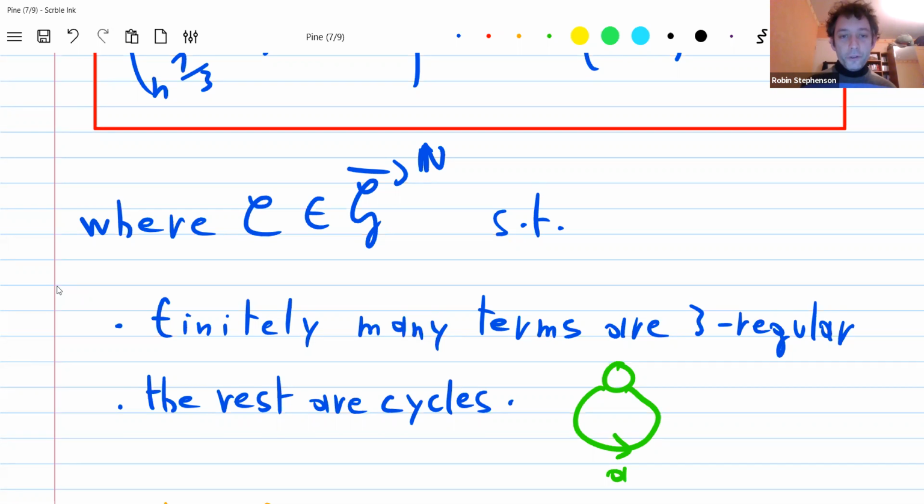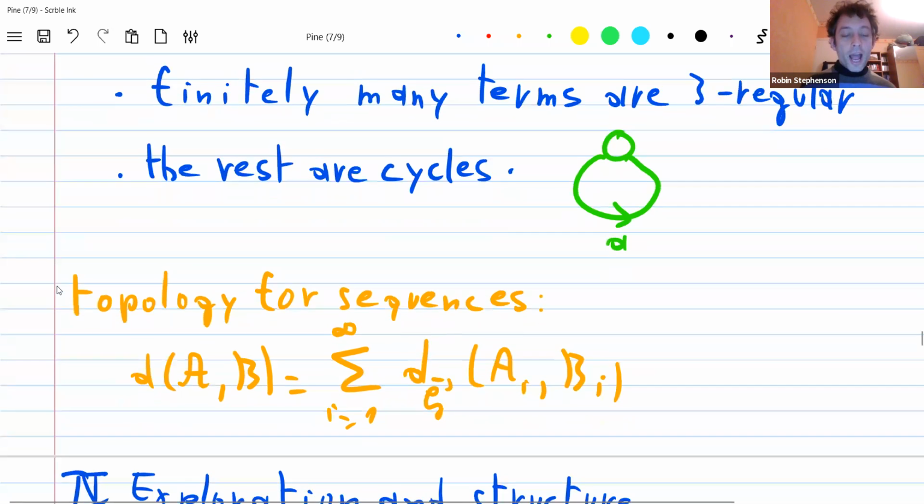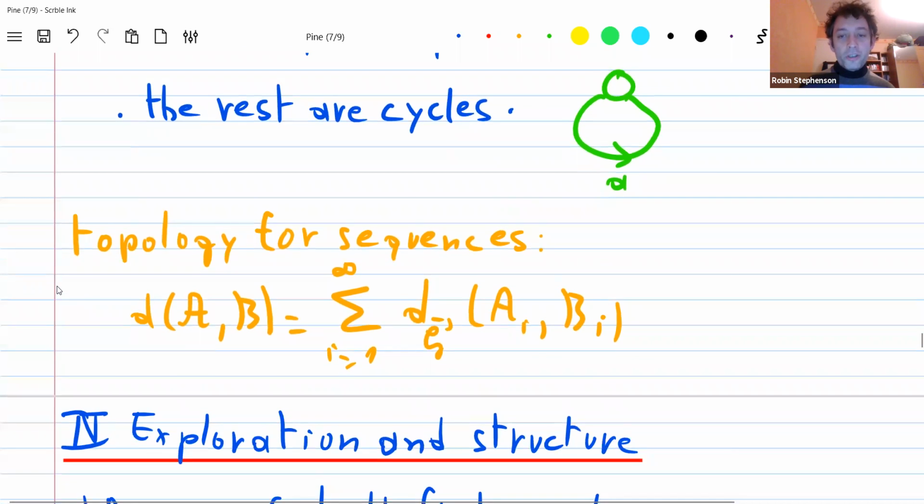Now I'd like to give you a little bit of an idea of how we prove this. Oh, I should have mentioned, this is a convergence of sequences again, and we have a proper metric for sequences of MDMs. If we compare sequences A and B, we just take the infinite sum of the distances between Ai and Bi.